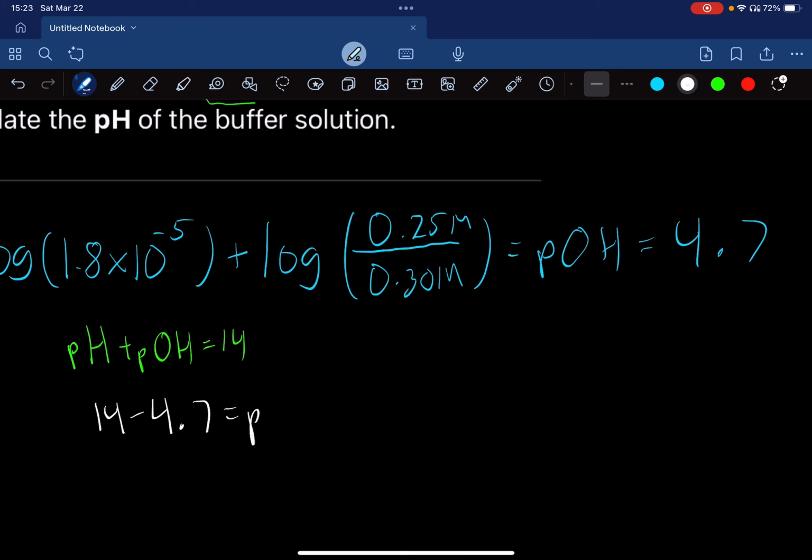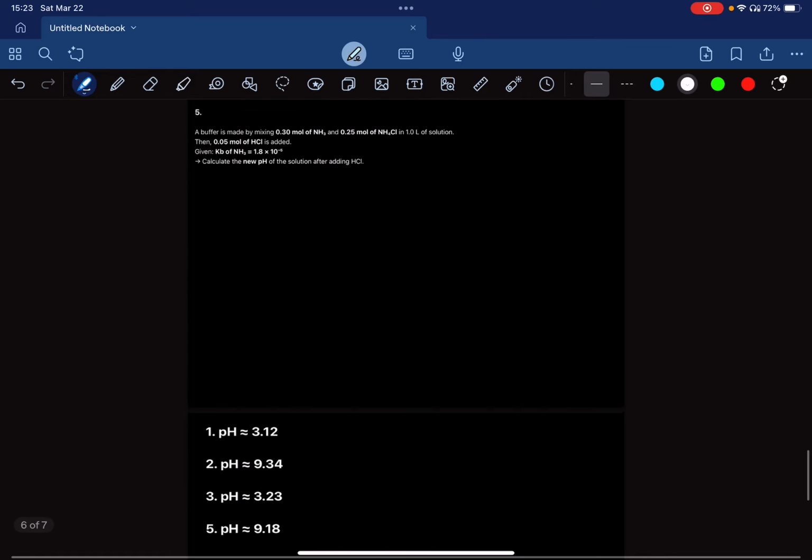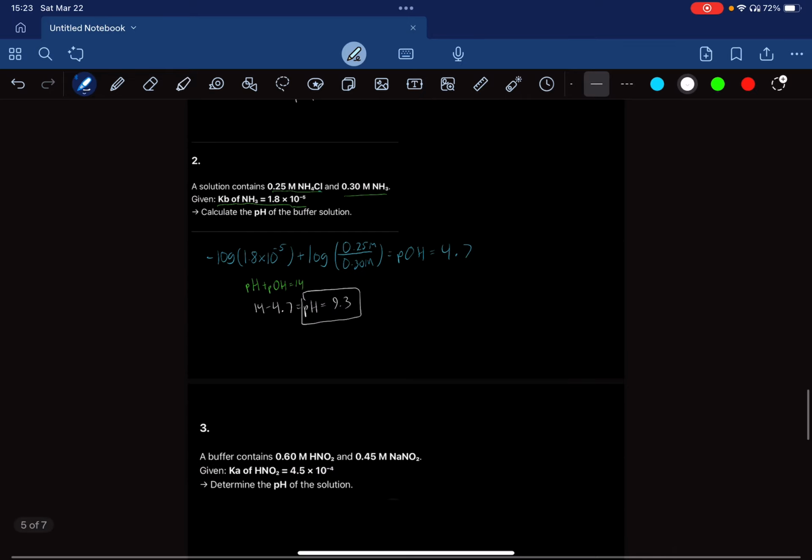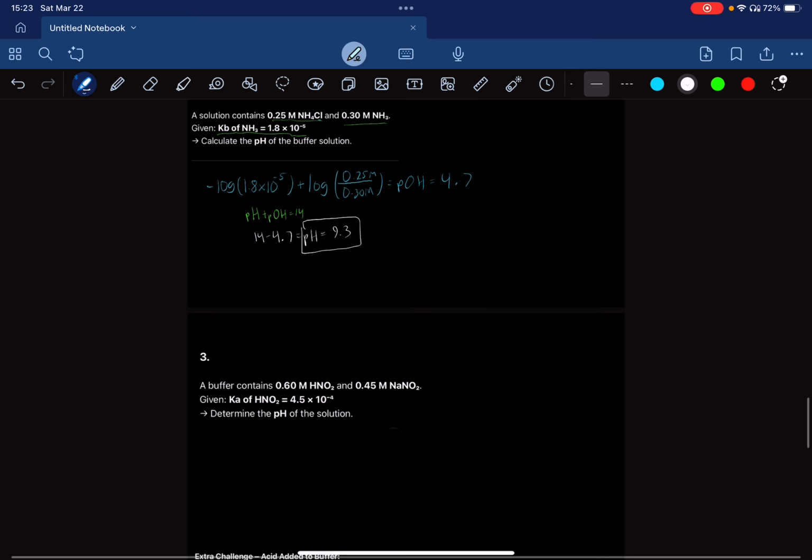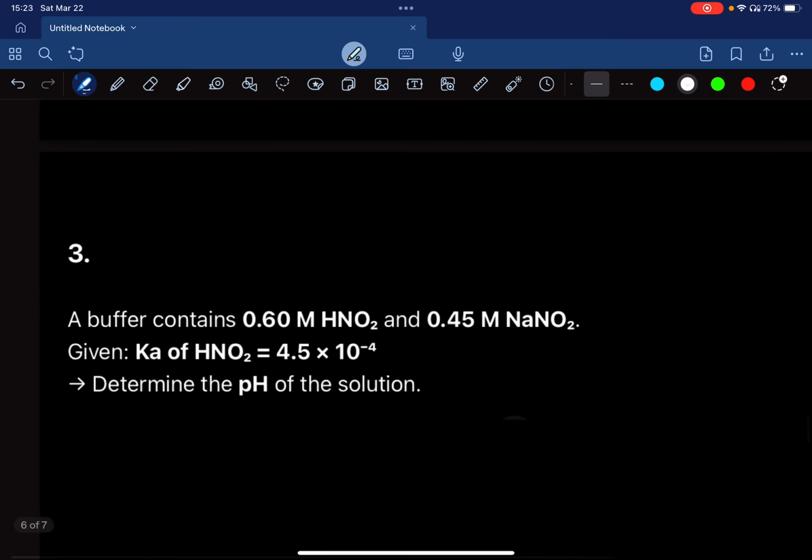is equal to the pH, which is equal to 14 minus 4.7, 9.3. And this should be your pH. Let's verify our answer using the answer key. 9.34, yeah, correct. We're going to skip 3. It's the same procedure as number 1.